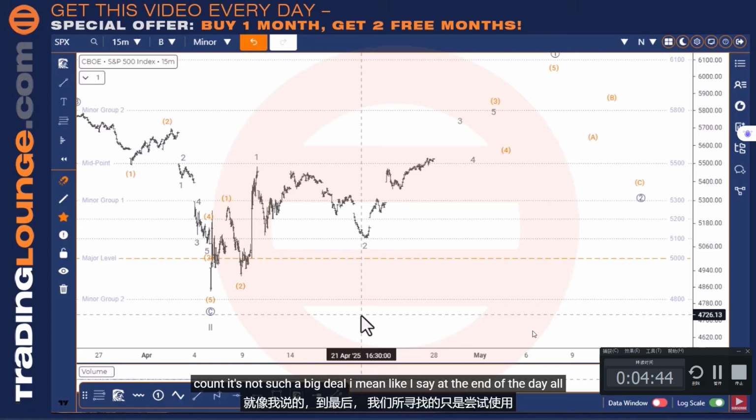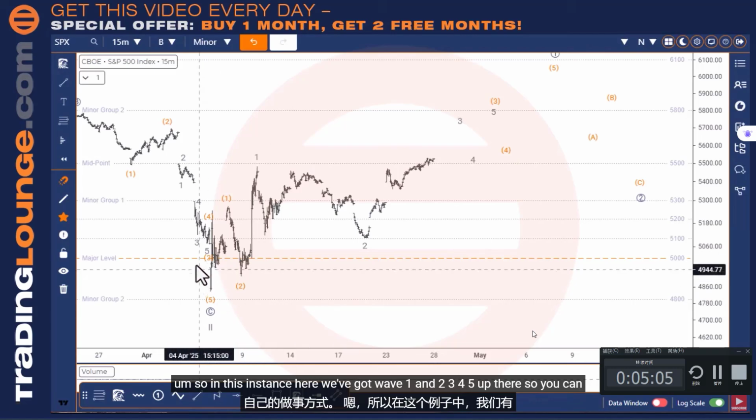I mean, like I say, at the end of the day, all we're looking for is trying to use Elliott Wave to confirm a direction, and then use our trade setups, a nice strong trade setup, to be able to move into the markets. And I use the trading levels for that. Everybody's got their own way of doing things.